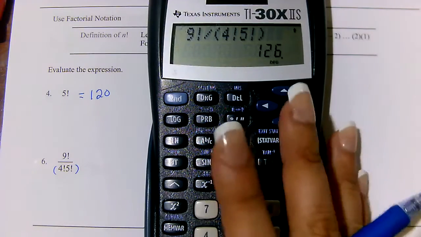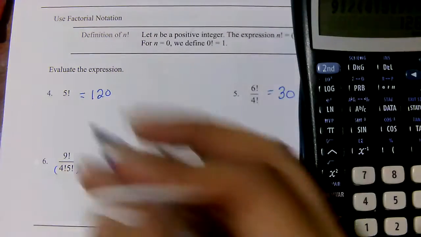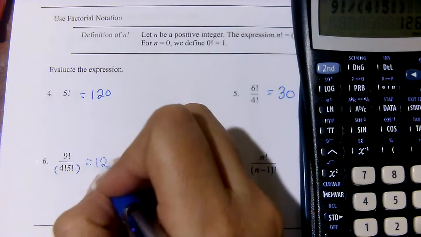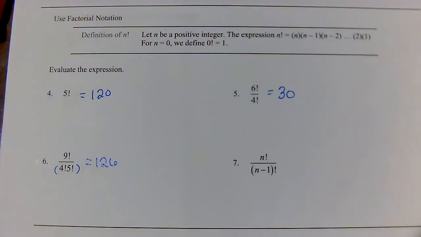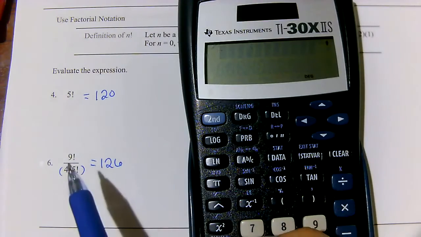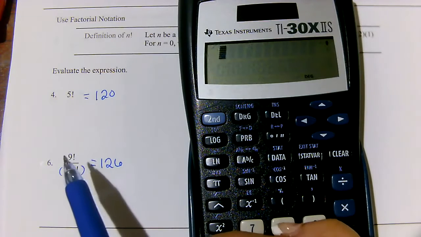Okay, and there's your answer, 126. All right, now remember I was saying that they're very similar to permutation and combination. Well, I'm going to show you just another way that you can look at this one here. Okay, so this is actually, and I'm going to just show you a little bit of a trick.